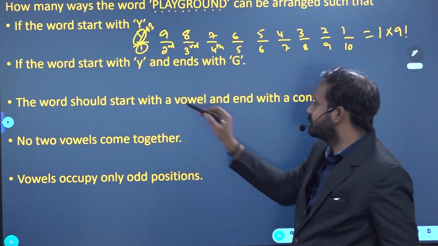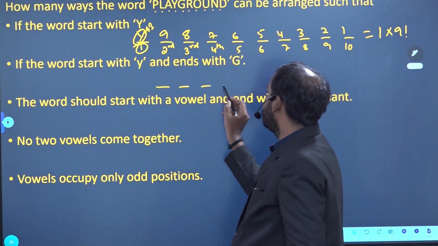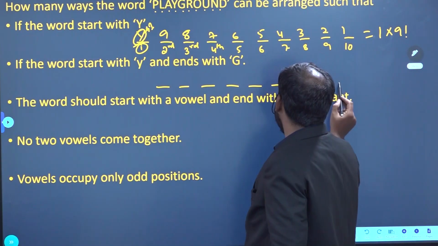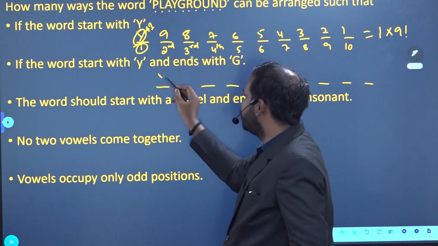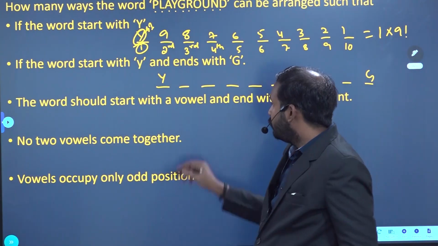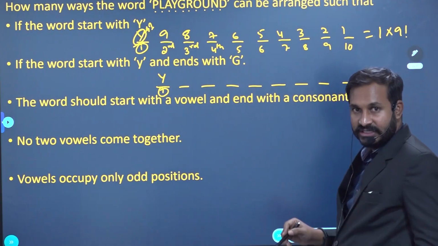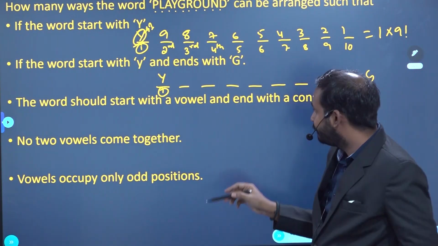Next, when it comes to this one, if the word starts with Y and ends with G, 1, 2, 3, 4, 5, 6, 7, 8, 9, 10. It should start with Y and it should end with G. So for the first position I have one chance, for the last position also I have one chance. Now tell me what will be my answer here.